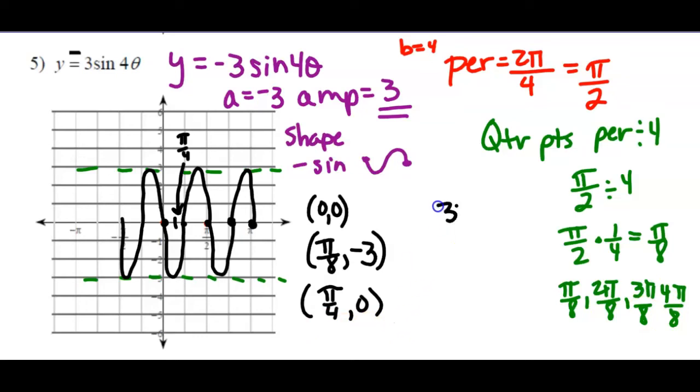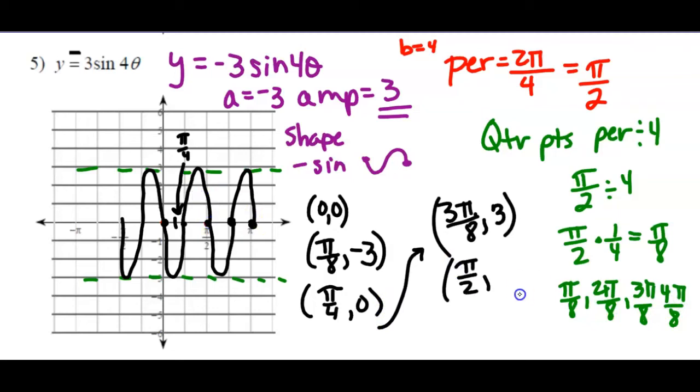I'm just going to write them over here. And it's up at 3. And then the next pi over 8 is 4 pi over 8, which reduces to pi over 2, and then it's back to the midline, which is 0. Those are the 5 ordered pairs you needed. You could keep going, or you could go in the negative direction if you were to list some more. But all you have to do for me is 5 ordered pairs in one period.